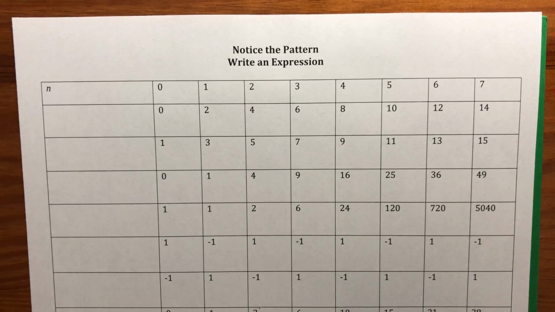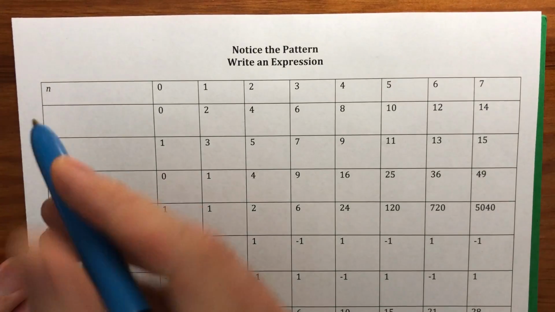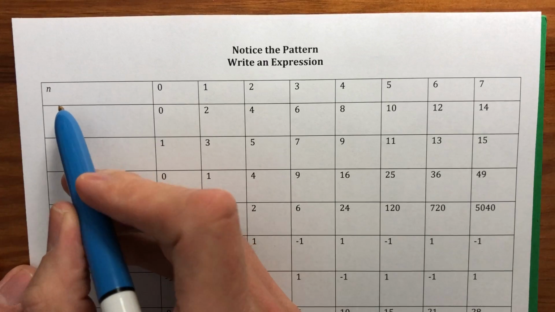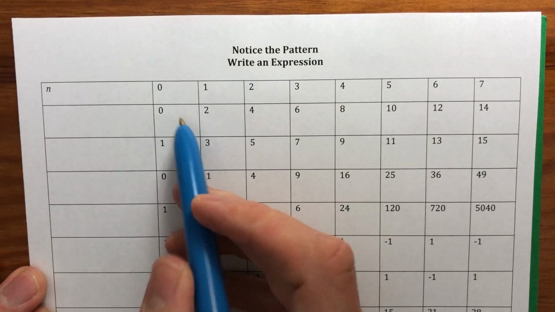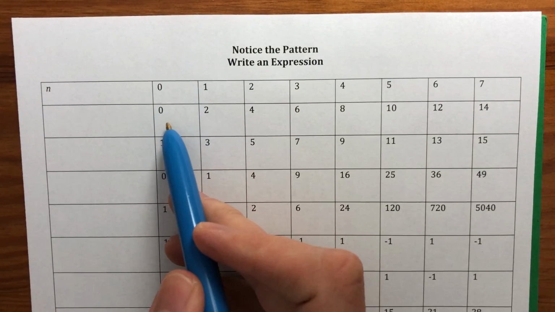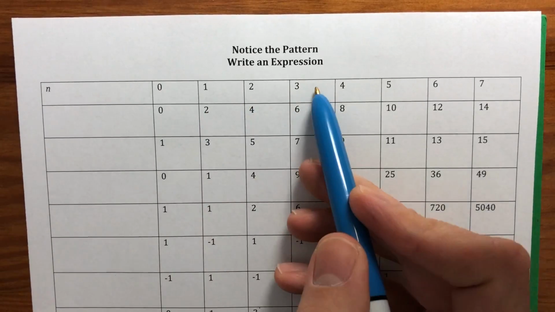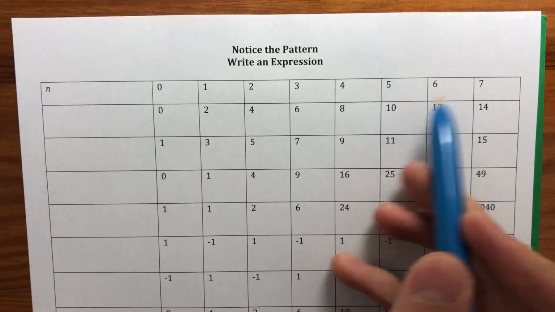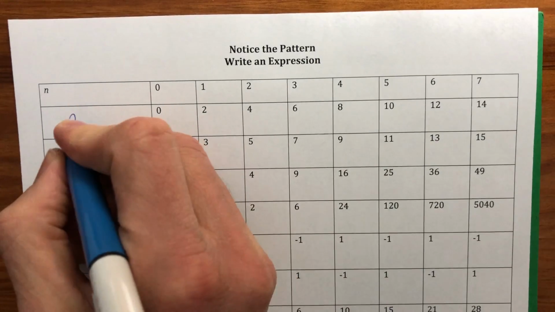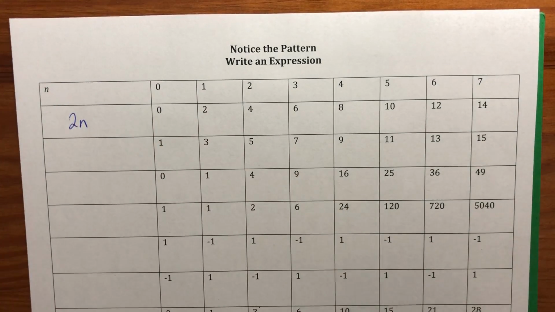When we notice the pattern, we're just going to try to figure out an expression here that will turn n into that. So when n is 0, then my output is 0. When n is 1, my output is 2. When n is 2, my output is 4. When n is 3, my output is 6. And I think we can obviously see what happens here. So this would be 2n. And it is incredibly obvious and probably not even worth writing.